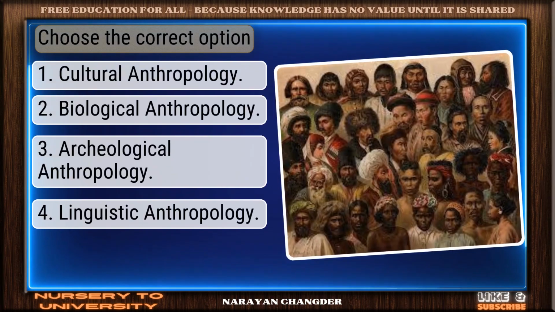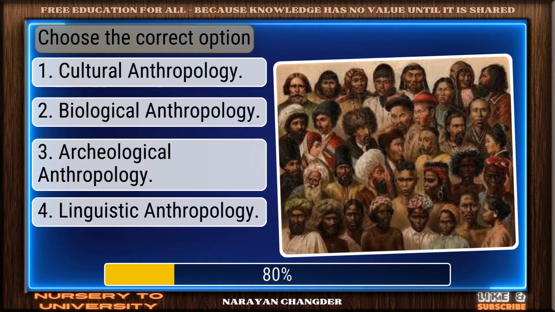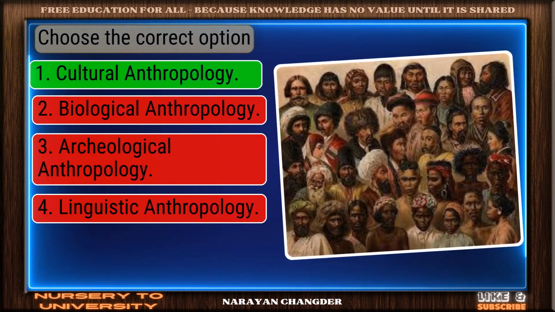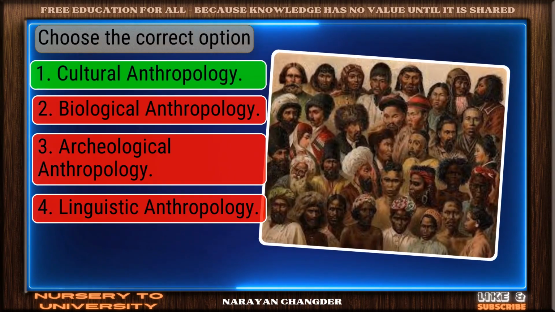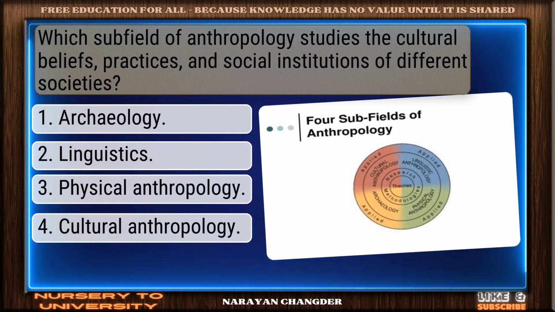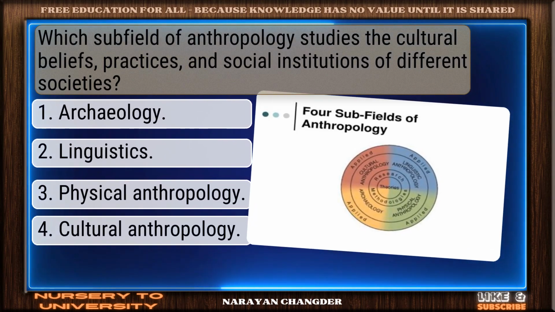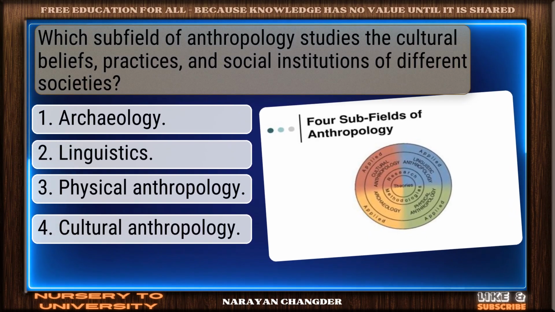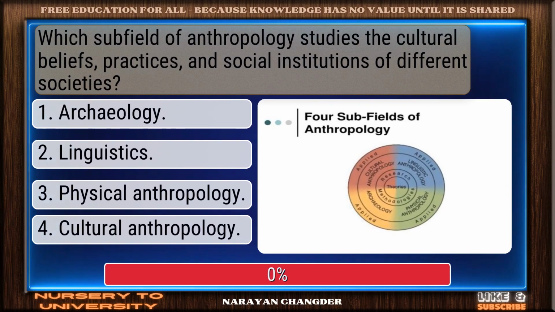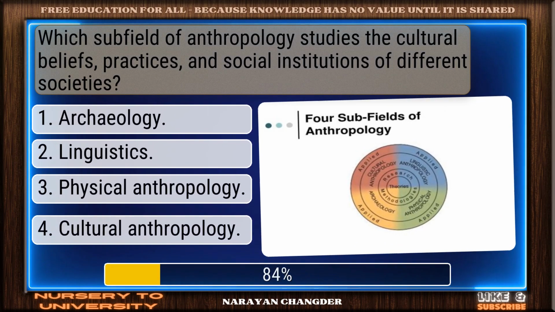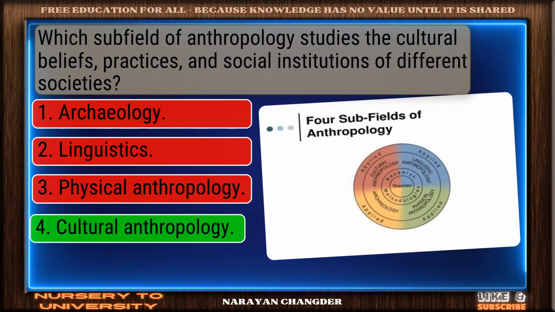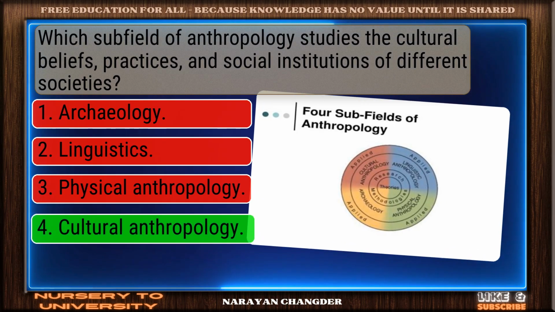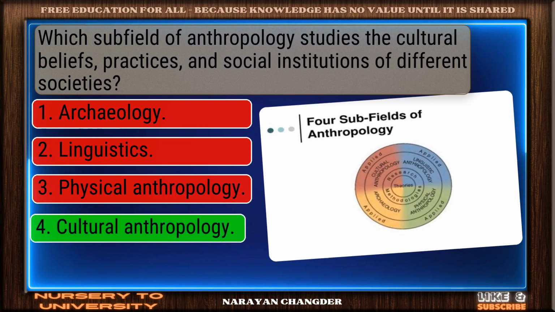Choose the correct option. Well picked. Cultural anthropology is the correct answer. Which subfield of anthropology studies the cultural beliefs, practices, and social institutions of different societies? Clear logic. Your choice, cultural anthropology, is sound.